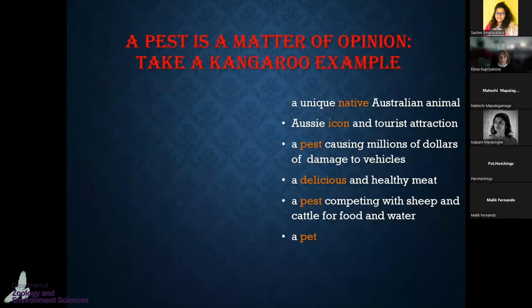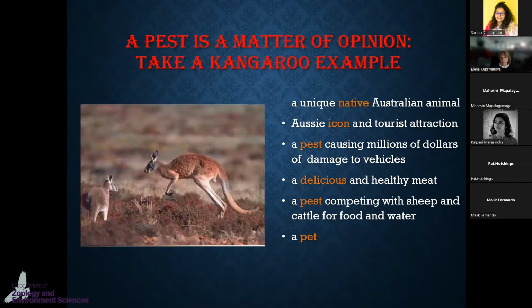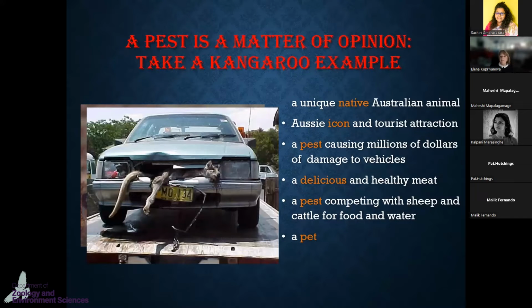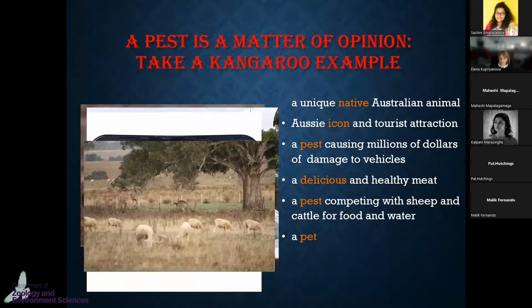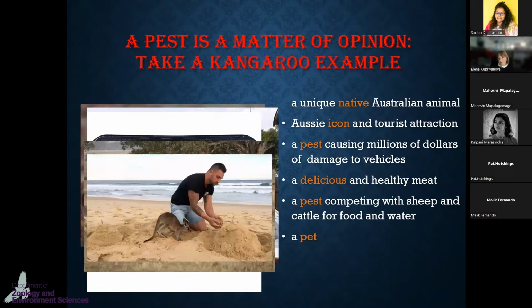What is a pest is also a matter of opinion. And to demonstrate this, I will use the most Australian example possible. Here's a kangaroo. It's a unique native Australian animal. It's an Aussie icon and a tourist attraction. At the same time, this animal is a pest causing millions of dollars of damage to vehicles. Also, from a different perspective, it's a delicious and healthy meat, and we happily eat it. But if you ask a farmer what a kangaroo is, you would hear that it's actually a pest competing with the sheep and the cattle for food and water. And finally, we can have them as pets.